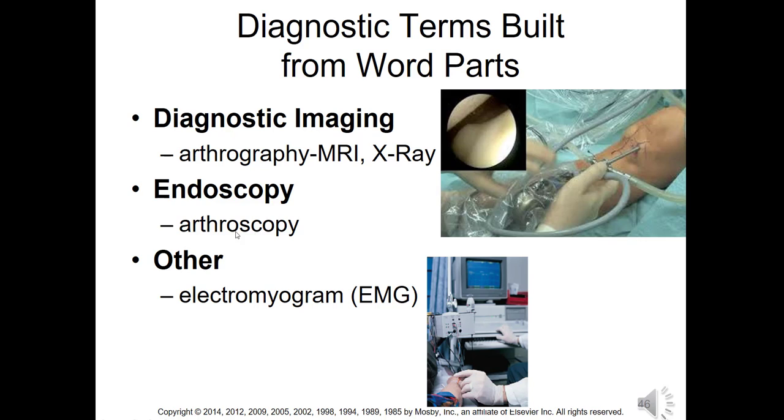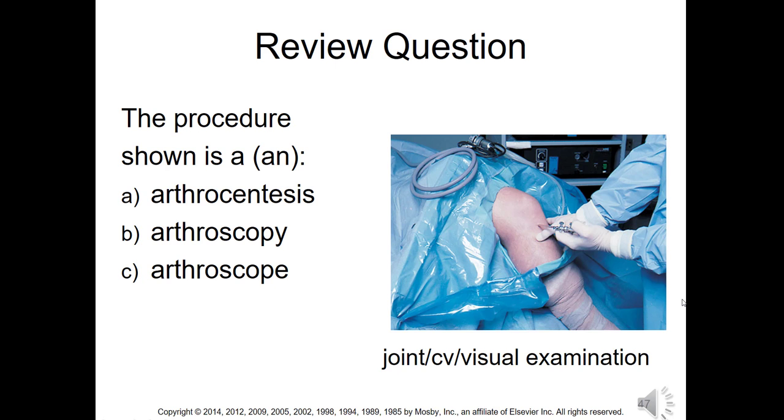With endoscopies, we can use an arthroscope to perform an arthroscopy where we're actually looking into the knee joint. So this is an arthroscope right here. Notice how they're looking inside of the knee joint. And then another type of study that they use is an electromyogram or an EMG. And this is a record of the electrical activity that occurs in skeletal muscle.